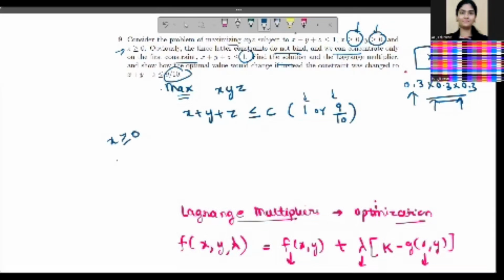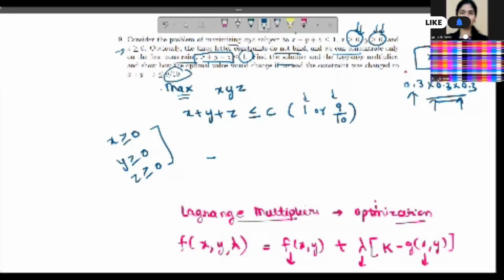Consider the values which are greater than 0, but they give you the value lesser than or equal to 1. Consider different values when x, y, z are not equal. Ma'am, it could be 0.1, 0.2, 0.3. Can I say that, because it is asking me, it is not binding? So consider that value which is not binding.